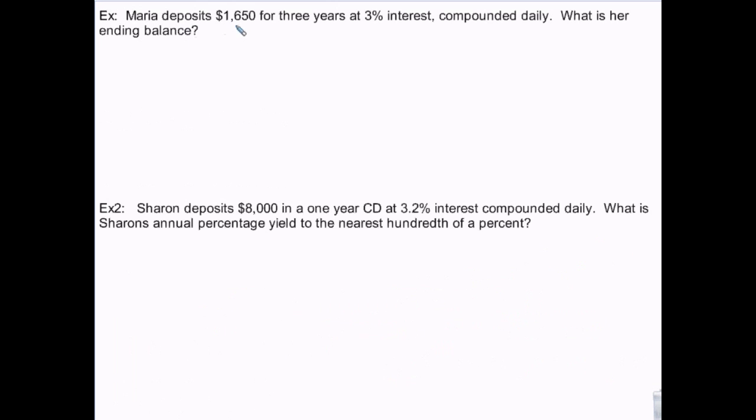All right, so Maria deposits $1650 for 3 years at 3% compounded daily. So first we have that's our formula. Our balance is going to be our principal. Our rate is 3%, so it's 0.03. N is 365. And we have 365 times 3 years, so times 3.